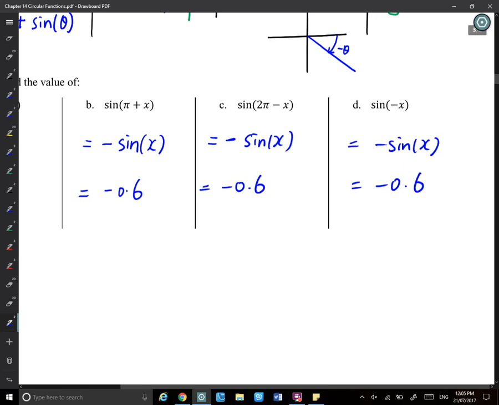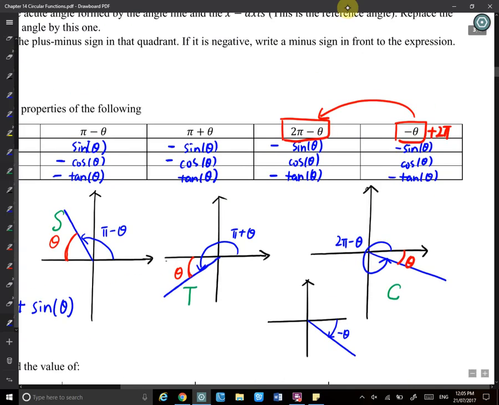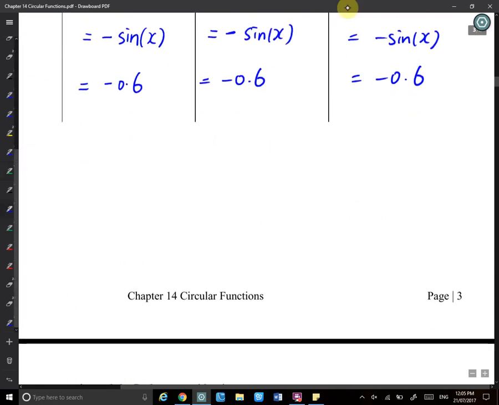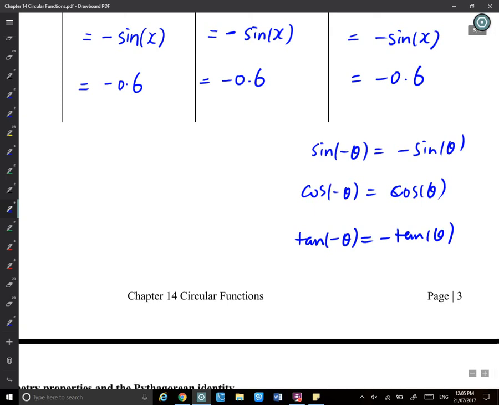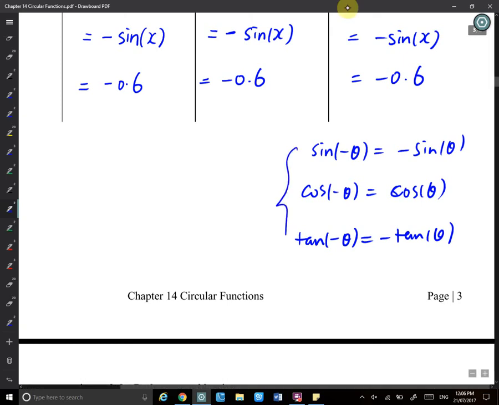Something like a quick formula you might remember is the last column here. What the last column is saying is sine minus theta equals minus sine theta. Cos minus theta is just positive cos theta. And tan minus theta is minus tan theta. That is what you might want to remember, just a quick formula. The negative is taken out of the bracket for sine and tangent, but just disappears in the cosine one because the fourth quadrant for cosine is still positive. That's the last column of the formula, and we use that the most.